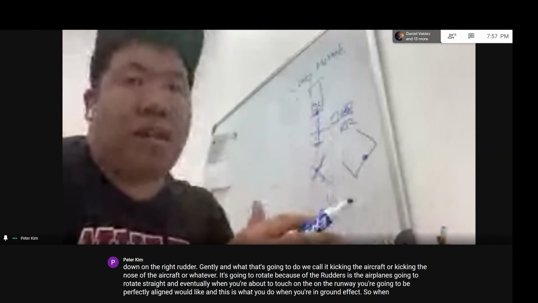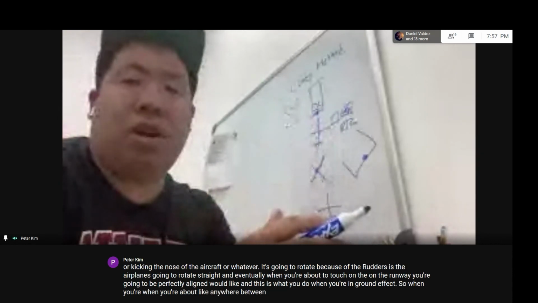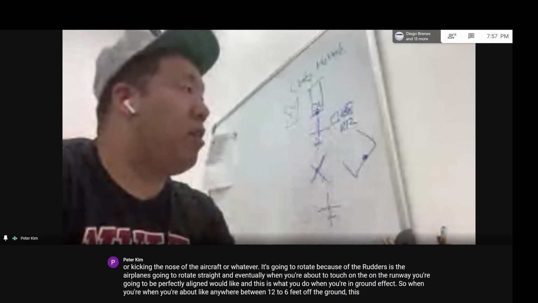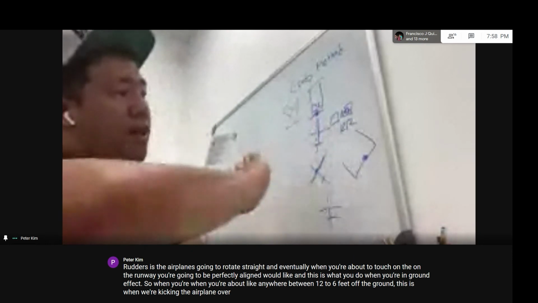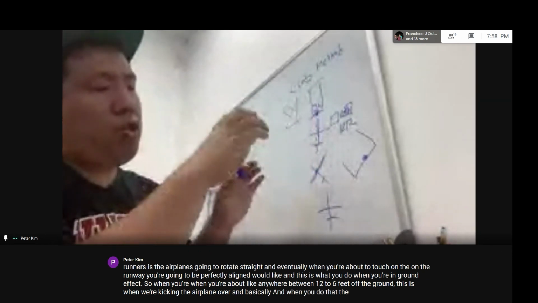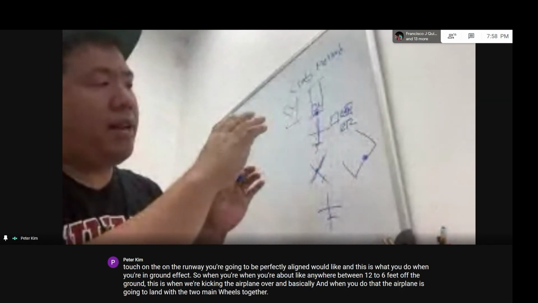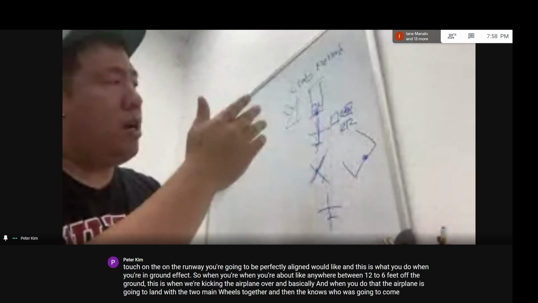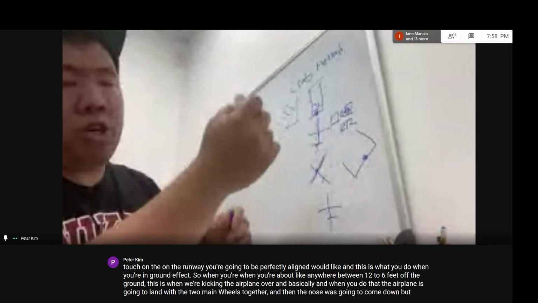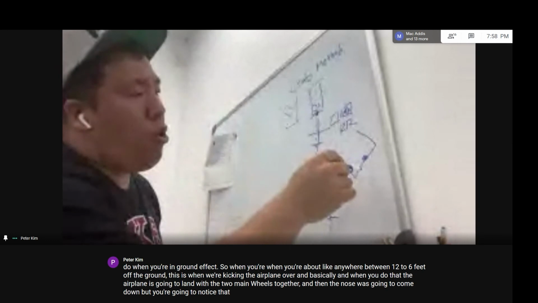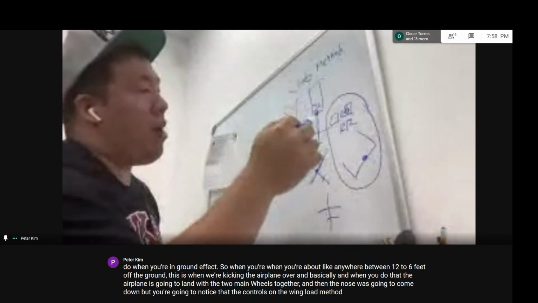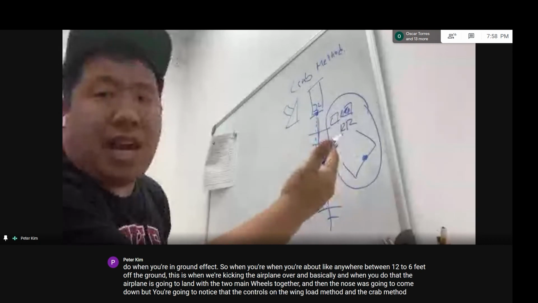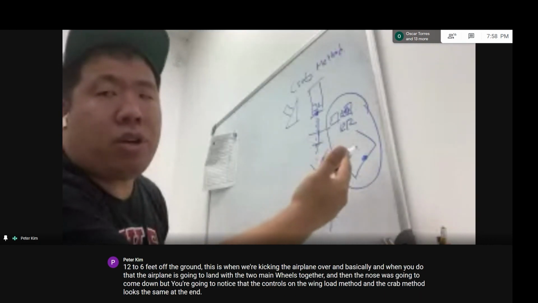So when you're anywhere between 12 to 6 feet off the ground, this is when we're kicking the airplane over. And basically, when you do that, the airplane's going to land with the two main wheels together, and then the nose wheel is going to come down. But you're going to notice that the controls on the wing low method and the crab method look the same at the end. It's the same outcome.